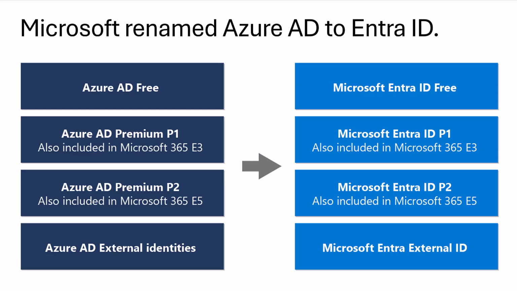This caused a lot of confusion. Then Microsoft rebranded again, confusing everyone even more. What was once called Azure Active Directory is now called Entra ID. So all the terms and licenses changed. For example, what used to be Azure Active Directory Premium 1 is now Microsoft Entra ID P1. The first thing you need to understand is that Entra ID and Azure Active Directory are the same thing. Azure AD is the old name, Entra ID is the new one.